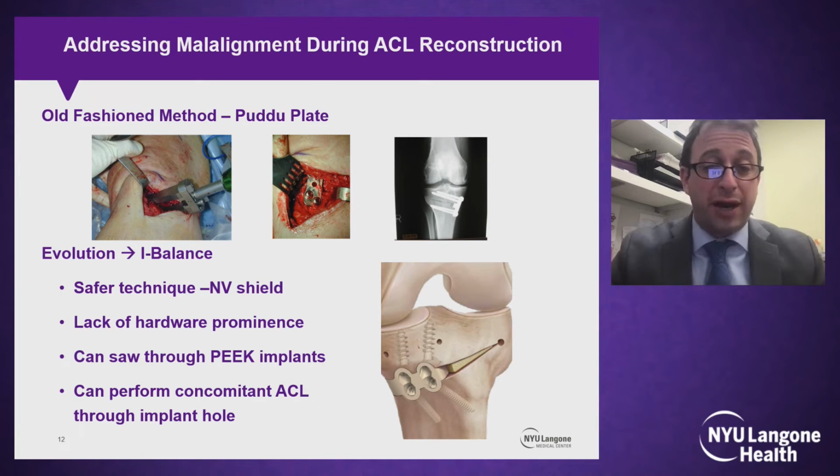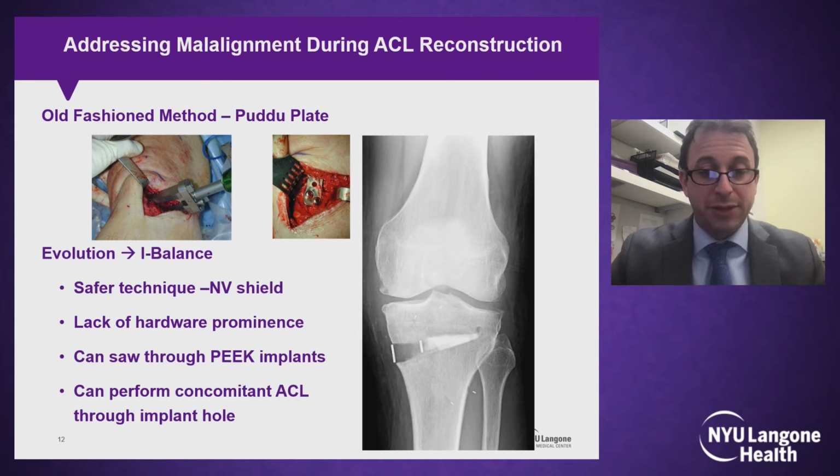If the patient goes on and needs a total knee replacement, you can cut right through the PEEK implants. And importantly, for the sake of our discussion here tonight, you can perform a concomitant ACL with the tibial tunnel specifically drilled through the implant hole, as you see right here.